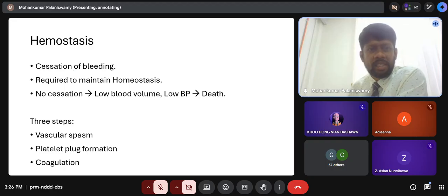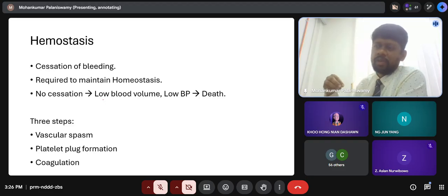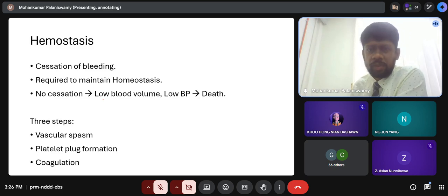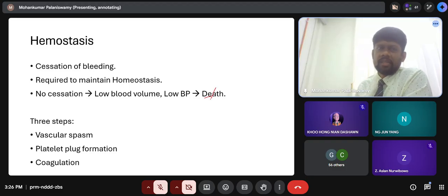So that is nothing but cessation of bleeding. It is primarily required to maintain the homeostasis, the stability inside our body. If there is no cessation, if the blood keeps on going out of our body, it will lead to low blood volume, because more blood is leaking out of our body. This will lead to low BP. Ultimately, it will lead to death. So in order to avoid death, we should have hemostasis.